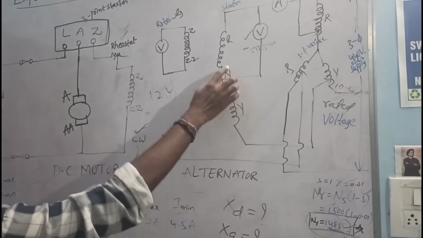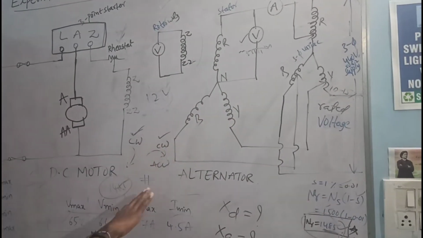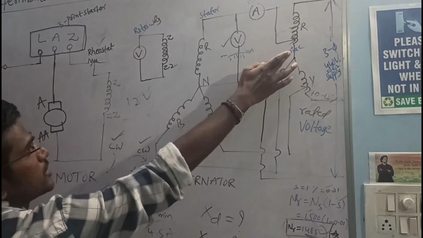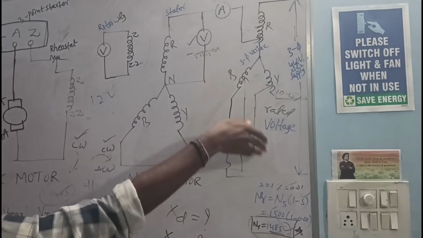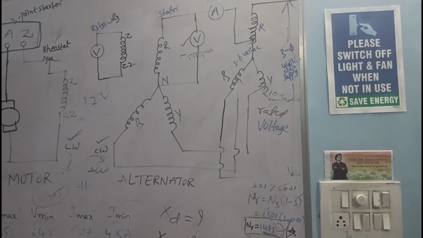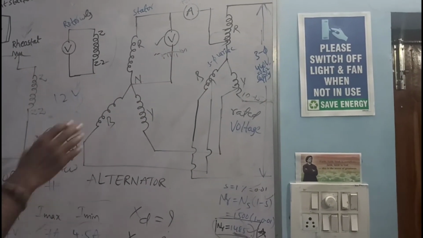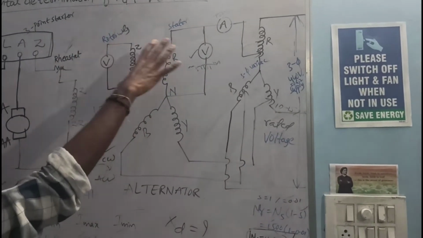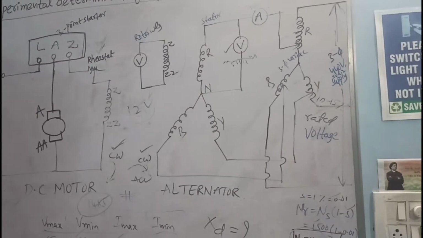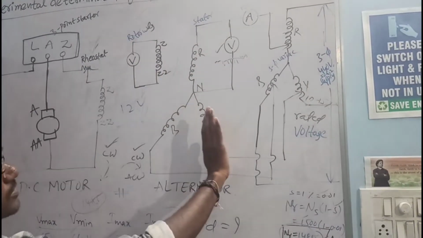If this alternator direction is reversed, then simply change any one phase of the sequence, RYB, any one phase. Then you get the clockwise direction. So this is the alternator clockwise direction, and this one is also clockwise direction, no problem.